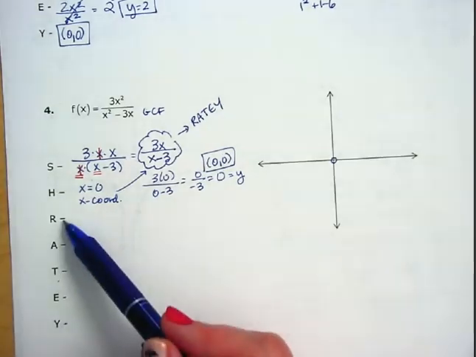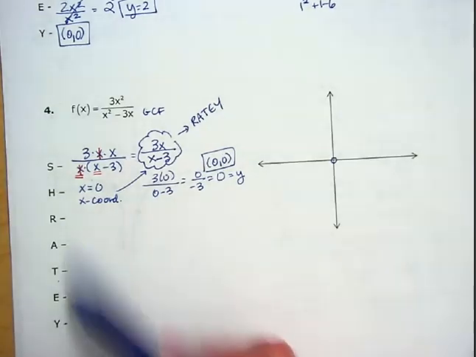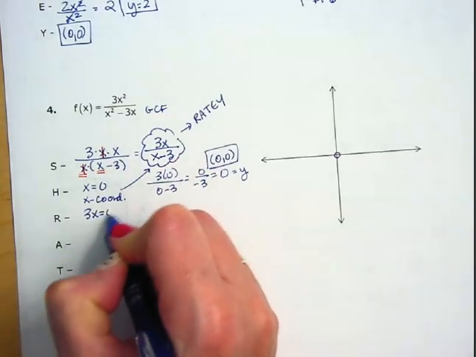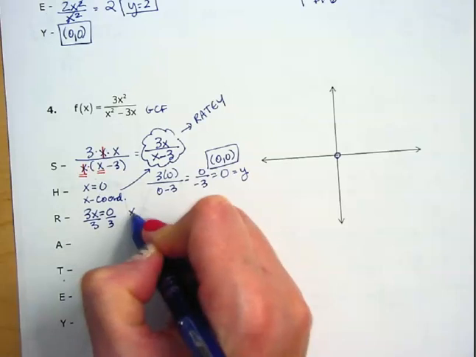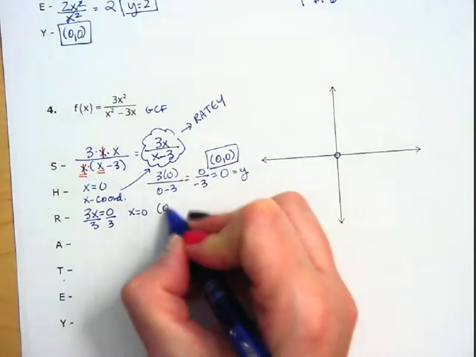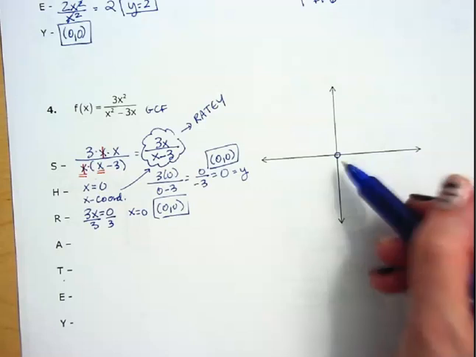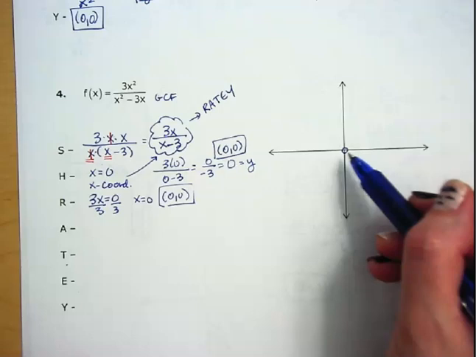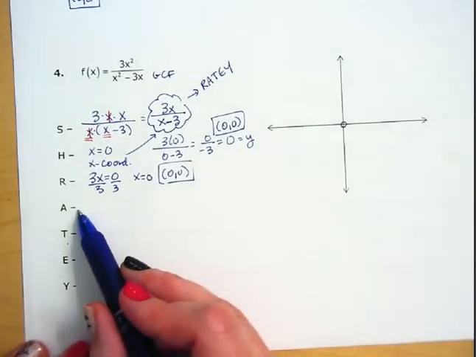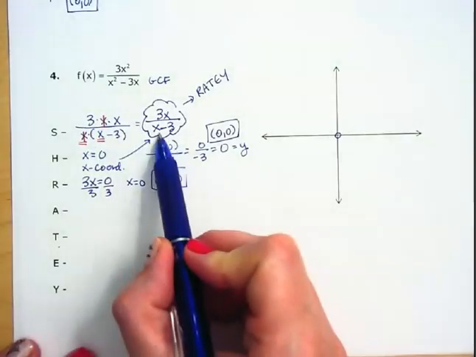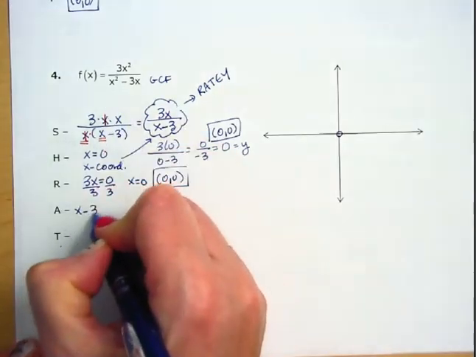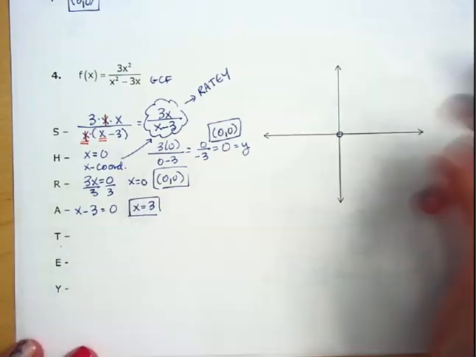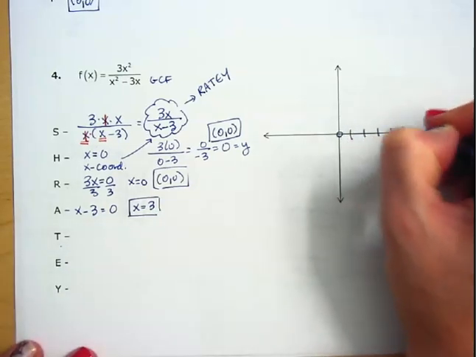So then now we are going to do SHRATEY as we have been doing. For the roots, you set the numerator equal to 0. Right? And it's 0, which we already knew we had a point there. It's still going to stay an open circle. This is just where the graph is going to cross the x-axis. For the vertical asymptote, we are going to use the x minus 3, set it equal to 0 and solve. So 3, 1, 2, 3, 4, 5.